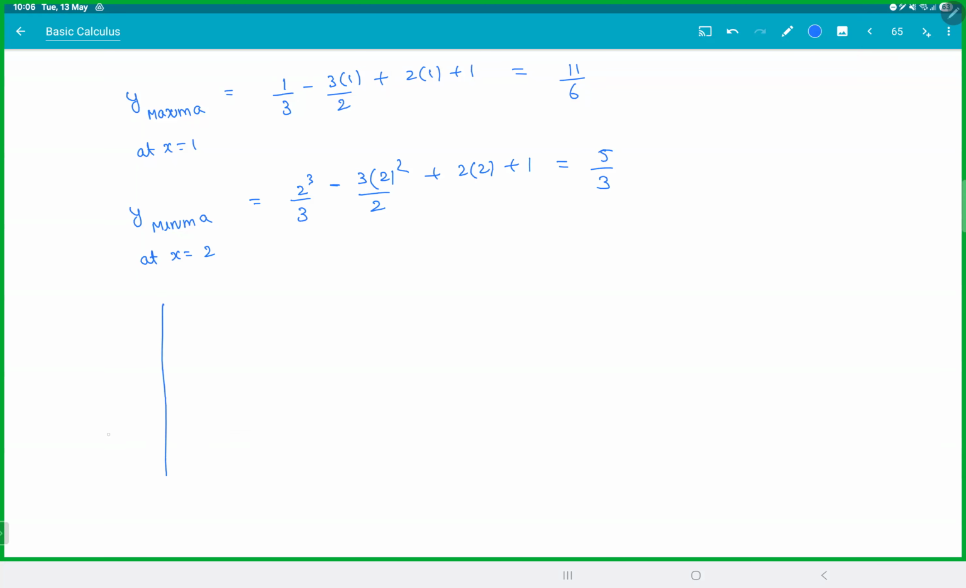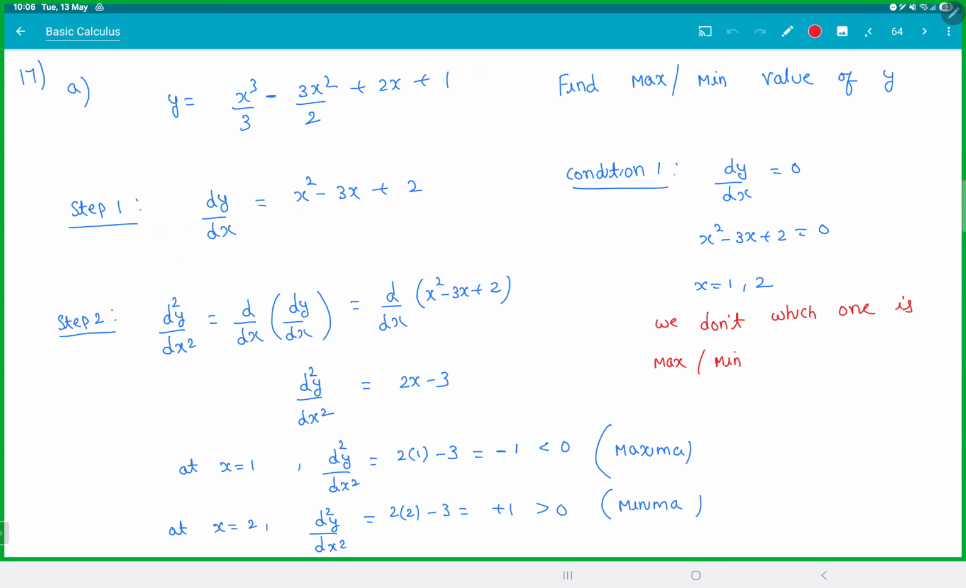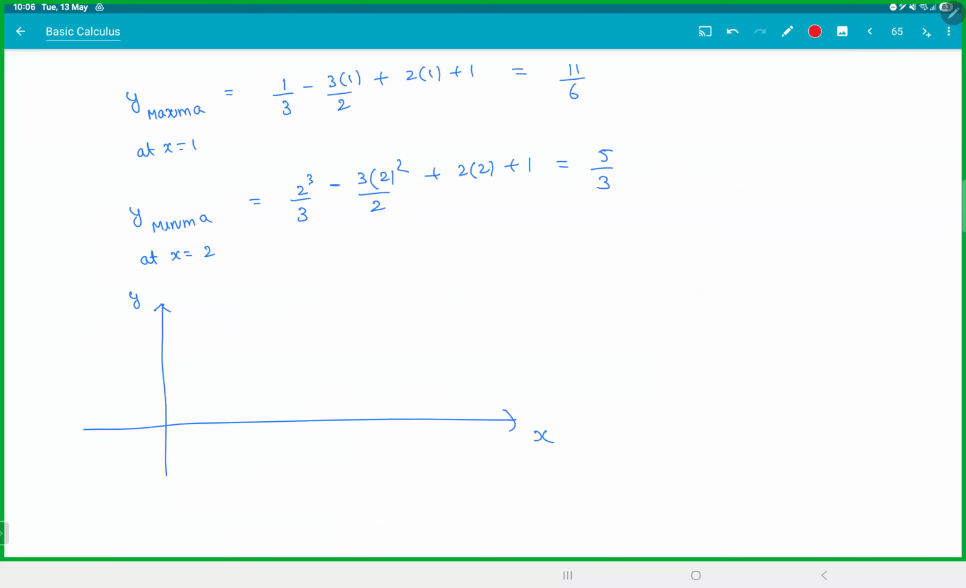So approximately, I'm not sure about the graph, but if I have to draw this, y versus x, the graph must be looking something like this. If I put x is equal to 0, I'll get y is equal to 1, so the graph starts somewhere here. This is not the exact graph, I'm just roughly drawing it. At x is equal to 1, you'll get a peak like this. At x is equal to 2, you're getting a valley here, and the graph must be going off like this.